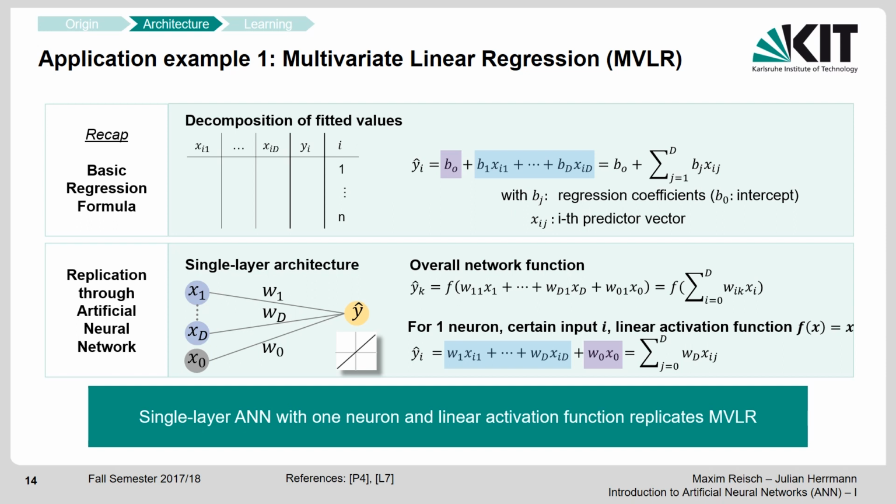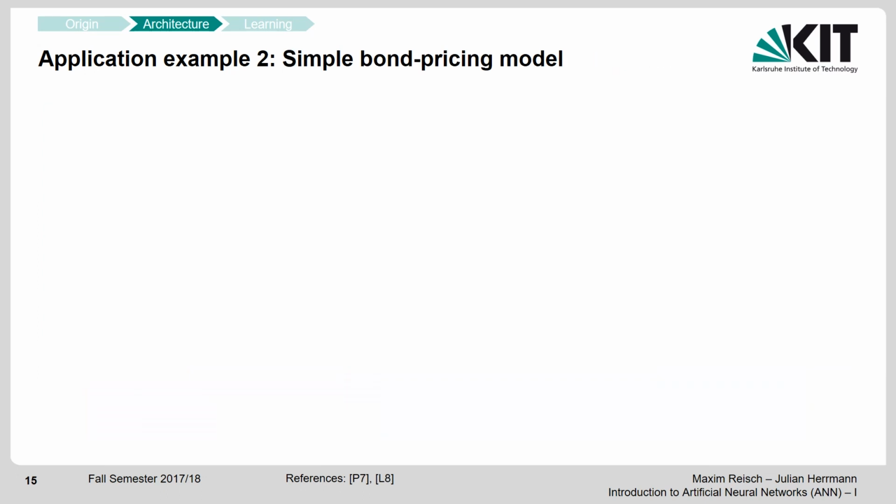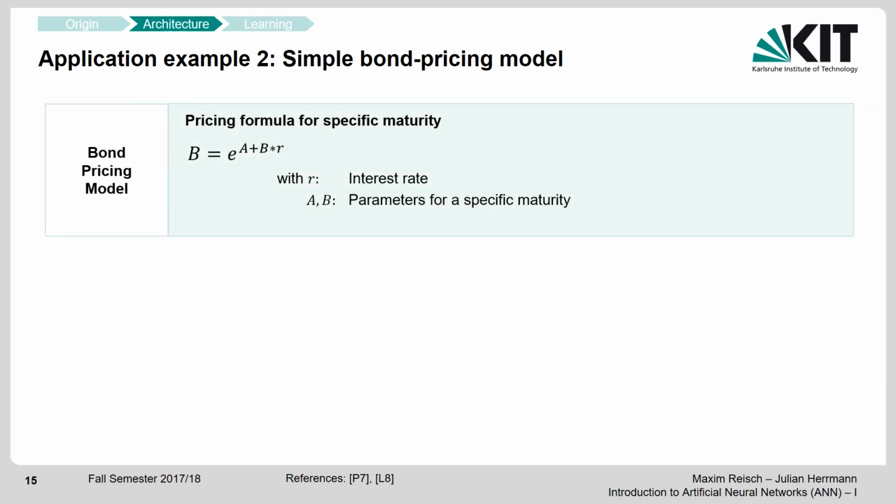Such a simple network can however be used for even more, as shown in the next example. Let's take a simple bond pricing model for a specific maturity, with the interest rate R and the parameters A and B for that maturity. Of course, this would actually mean that we would need a different network for each bond maturity. But since we are talking here only about a simplified example, this is also doing the job.